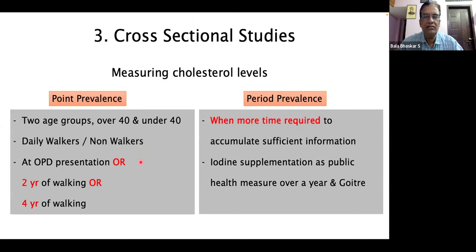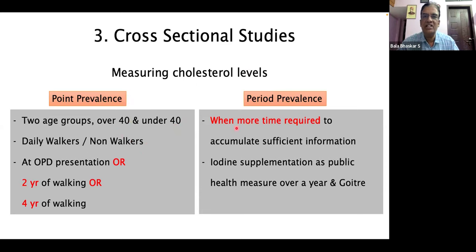So we can compare, for example, cholesterol levels in people who walk and those who don't walk, right? They come to the outpatient clinic, and we just check them. That is called a point prevalence. At that particular point, you have just found it. You can even categorize them into under 40 and over 40, something like that. So it's called point prevalence. Or you straight away take them at second year, at fourth year. Okay, that becomes a point prevalence. That's fine when you speak about cholesterol levels.